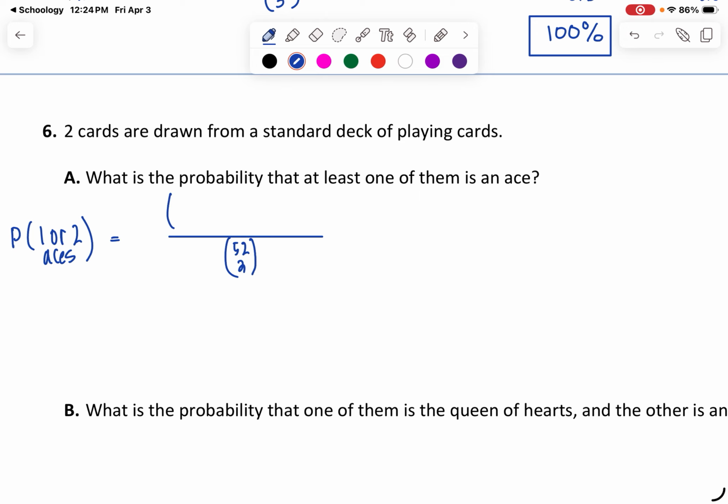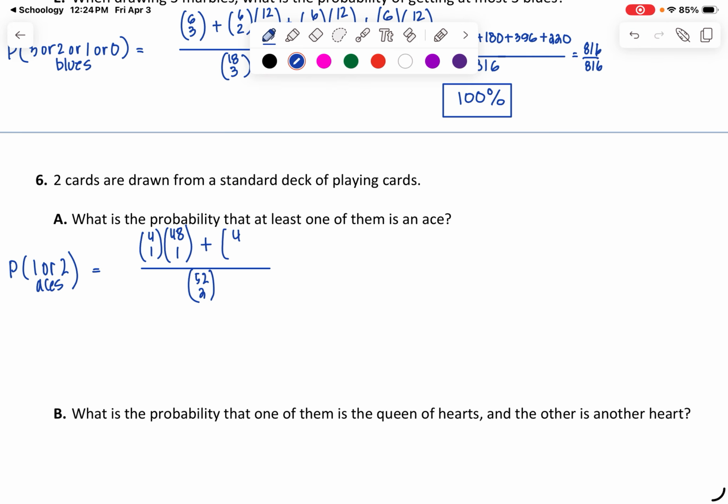Let's talk about how many ways I can get 1 ace. That means 1 ace and 1 non-ace. There are 4 aces and I want 1 ace, and 48 not aces and I want one of those. Now let's talk about choosing 2 aces. How many different ways can I get 2 aces? There are only 4 aces and I want both of them to be aces.